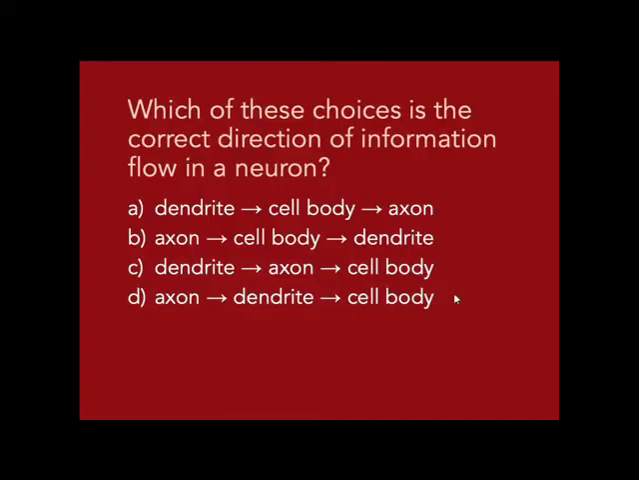Which of these choices is the correct direction of information flow in a neuron? Where does it go first? The dendrite. Then what? Then it goes through the fat part of the cell, which is called the cell body. And then where does it go? That long skinny part, which is the axon. So it goes dendrite, then cell body, then axon.